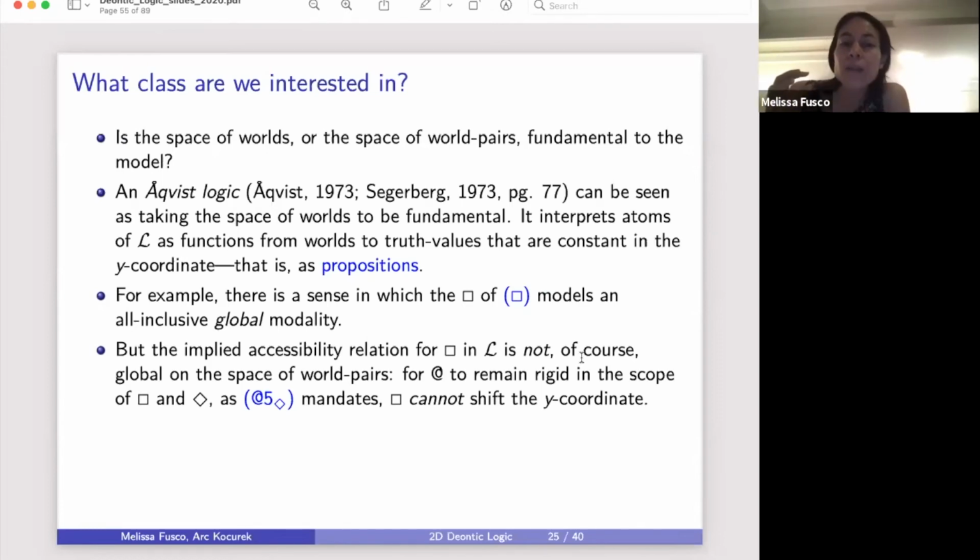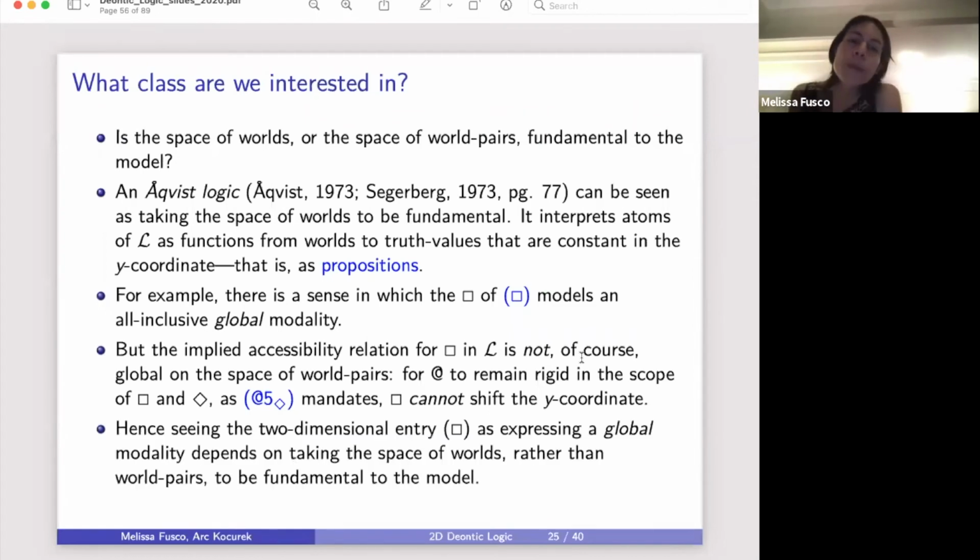For actually to remain rigid in the scope of the box and diamond, which is what we wanted, the box can't shift the y coordinates. So this is just to say that you could define a box that's hyperglobal, but that's not what we're doing. Our box is global for x and not for y.